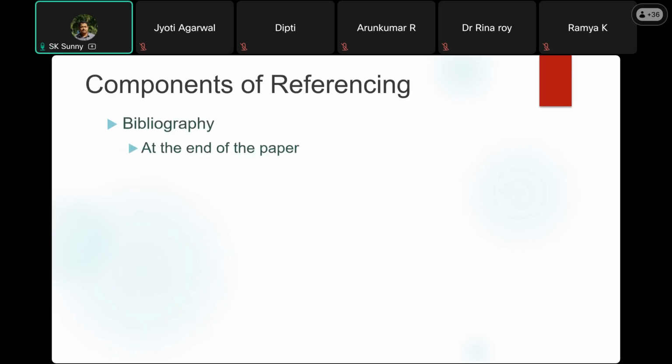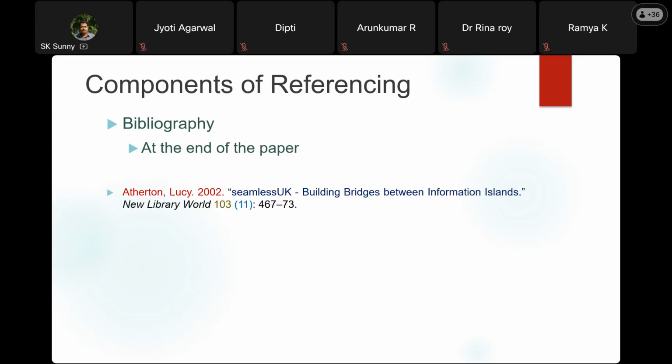Proceeding further, at the end of the research paper, we have to give the bibliography or the references, where we are supposed to give all the vital identifiers of the research paper. This is one example. Author name, here it is Atherton Lucy, 2002 is year of publication, then title of the paper, then journal name, volume, issue number, and then page number.